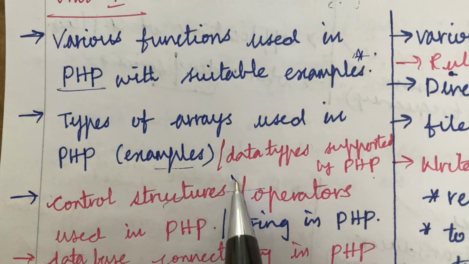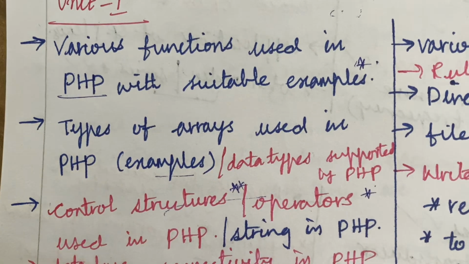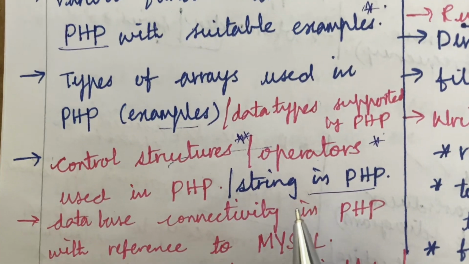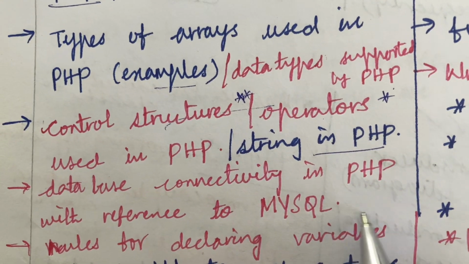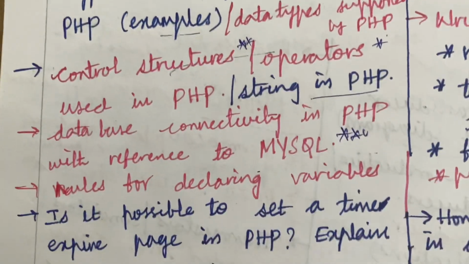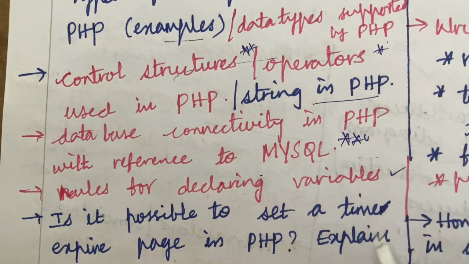Control structures is said to be a short question, and the operators used in PHP is also a short question, and strings in PHP, these all come under short questions. Database connectivity in PHP with reference to MySQL is said to be a topmost and one short question, dear students. Rules for declaring variables is a short question.